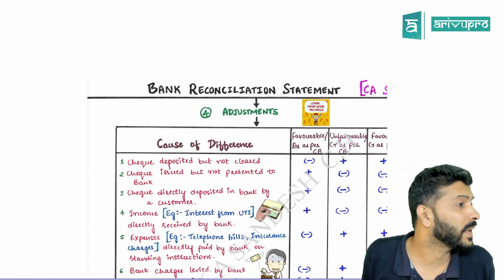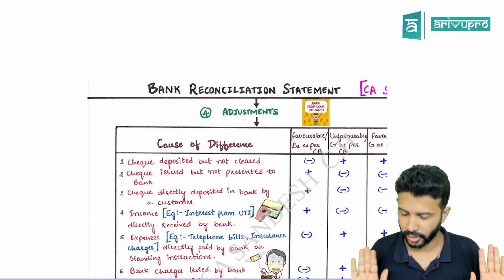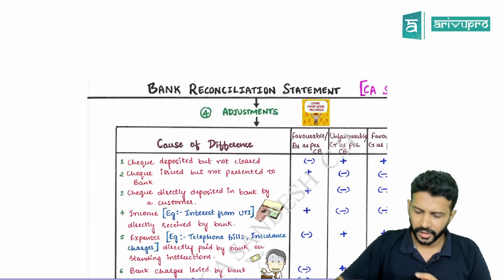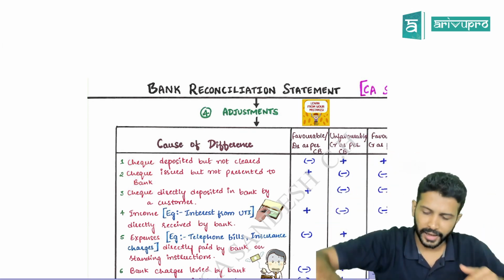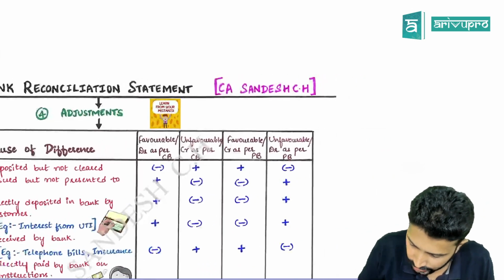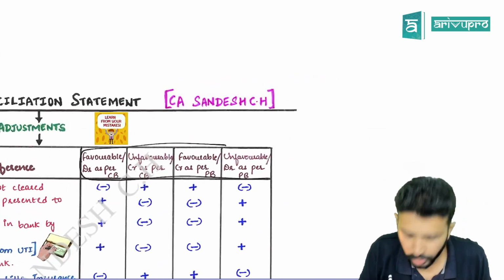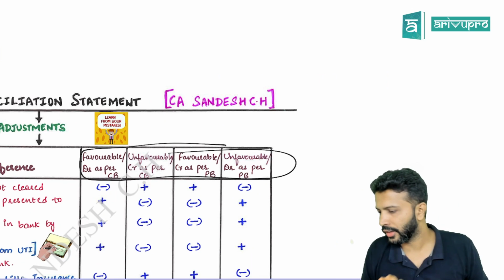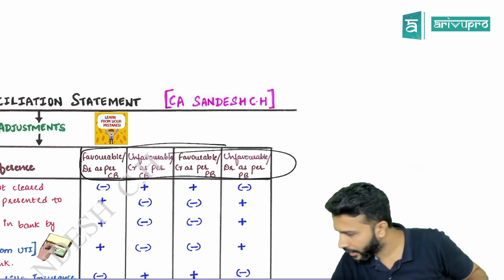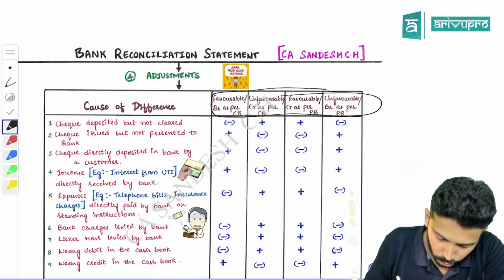Your BRS is complete. First, let's do a thing. There are 17 components vertically, and how many components are you able to see horizontally? 4. All right. So like this, we need to check. No problem, we'll go through this.